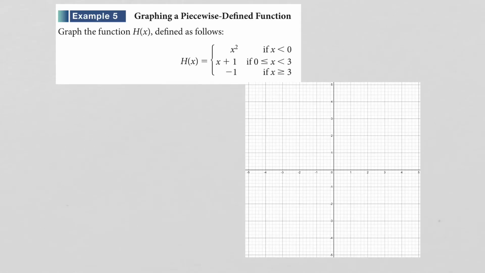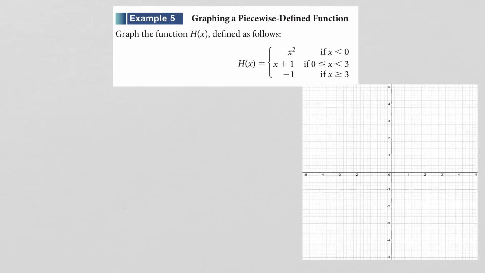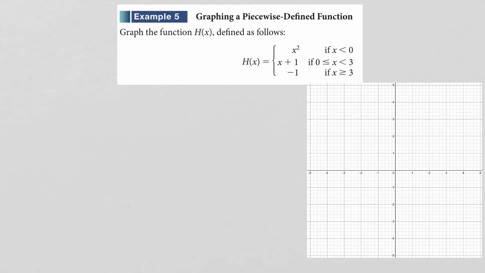Next, we're going to talk a little bit more about graphing piecewise defined functions. To graph a piecewise defined function, the key here is you need to graph the function in pieces. For example, if I want to graph the function h of x is equal to x squared if x is less than 0, x plus 1 if x is in between 0 and 3, including 0, or h of x is negative 1 if x is greater than or equal to 3.